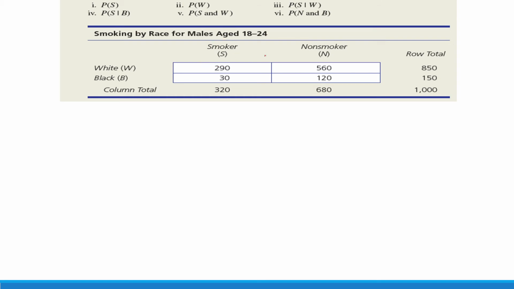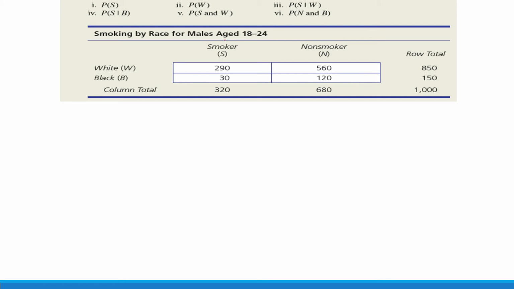So, we have here two columns, each one representing the smoking behavior: the male is a smoker or non-smoker. And for the rows, we have the race, white or black, which refers to the number of observations inside the sample for each race.